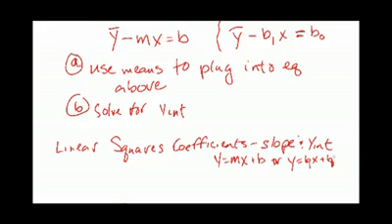So the concept is, once you have this equation here, what you can do is you can plug in any x value.